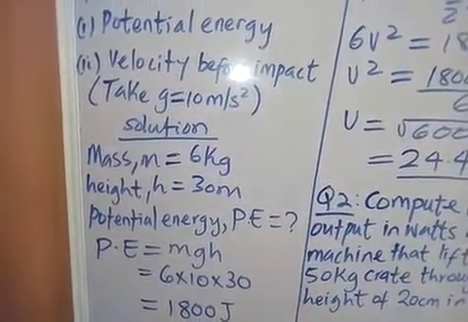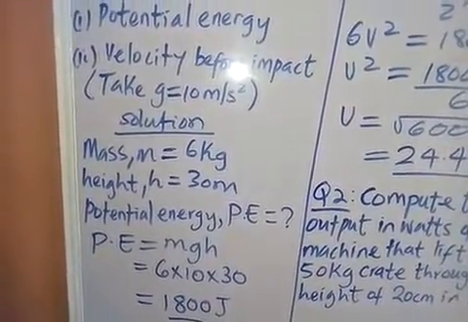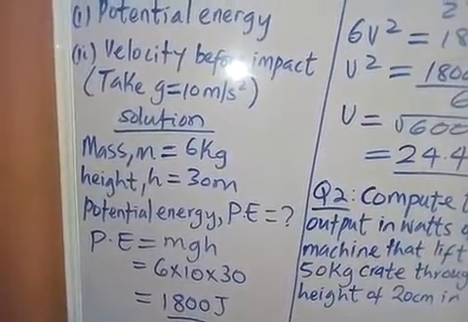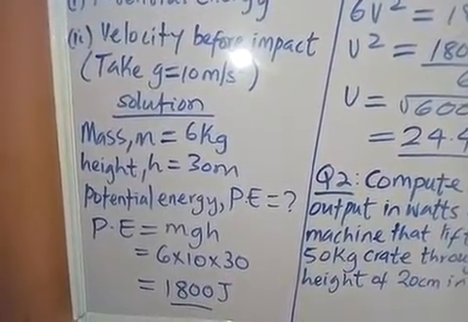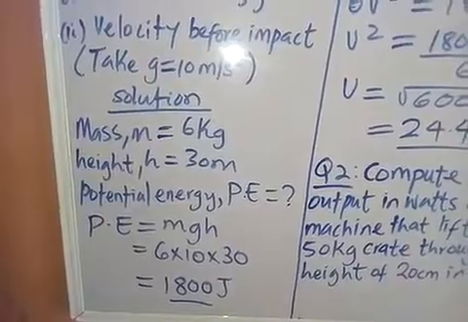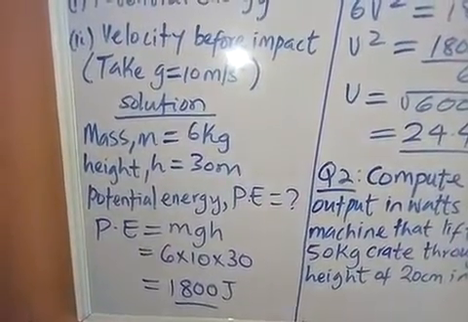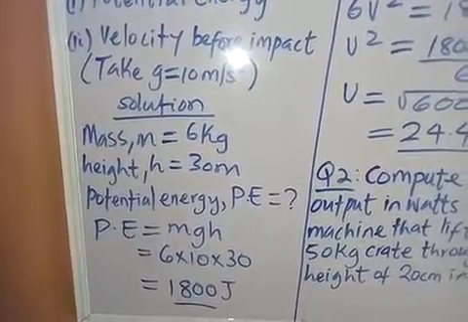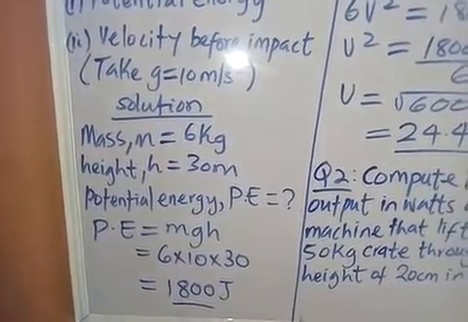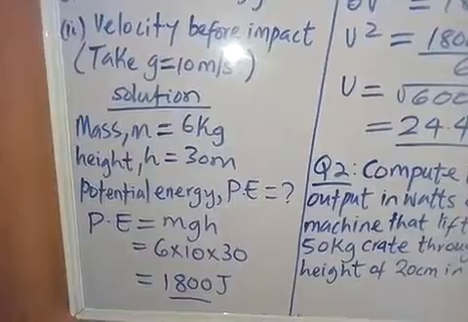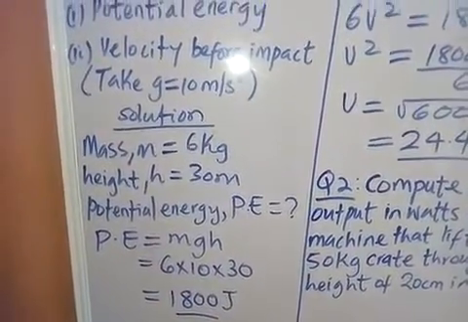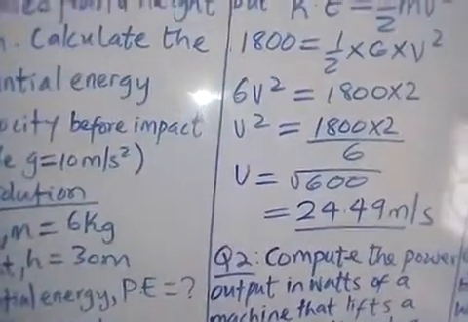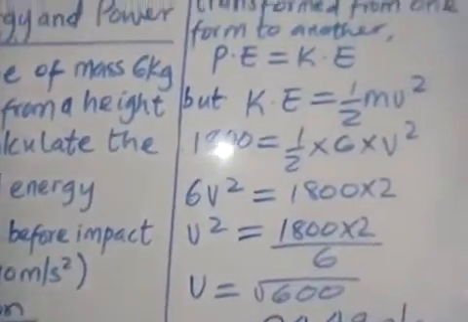We supply the given figures. We have m to be 6, multiplied by g to be 10, multiplied by h to be 30. When we punch our calculator, we have 1,800 joules for the potential energy, because energy is measured in joules. That's why we have 1,800 joules.